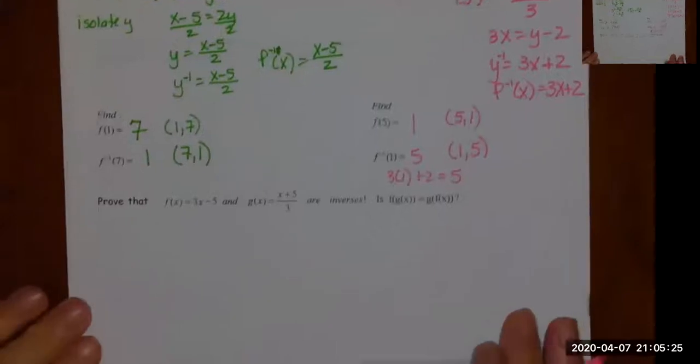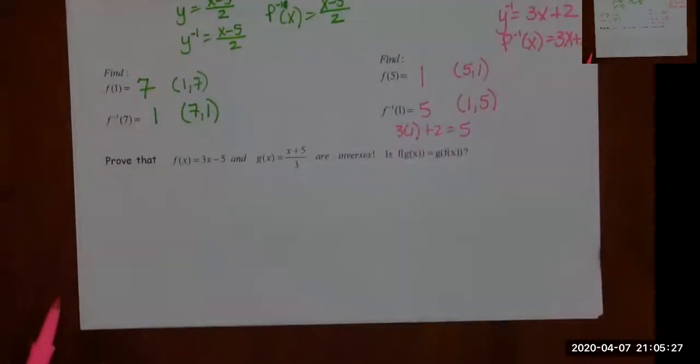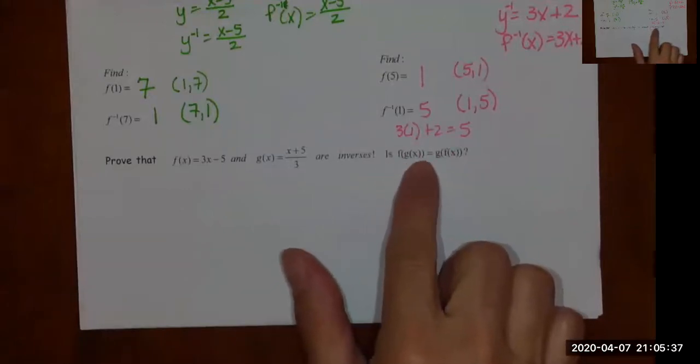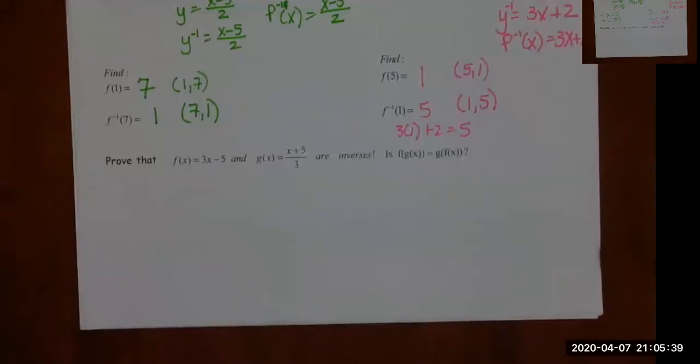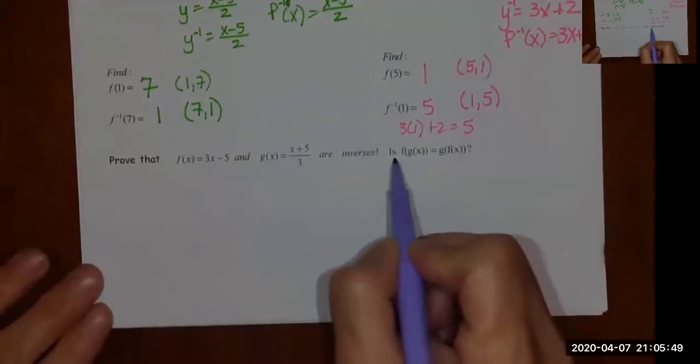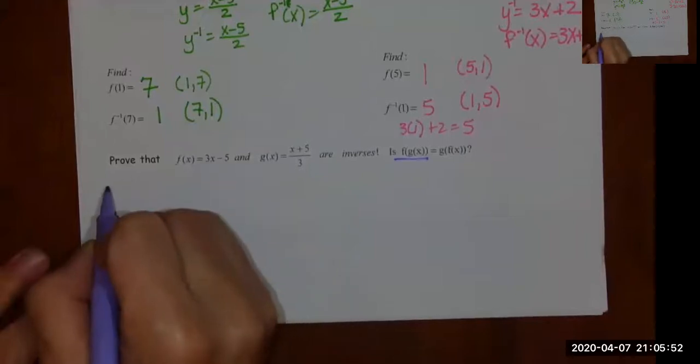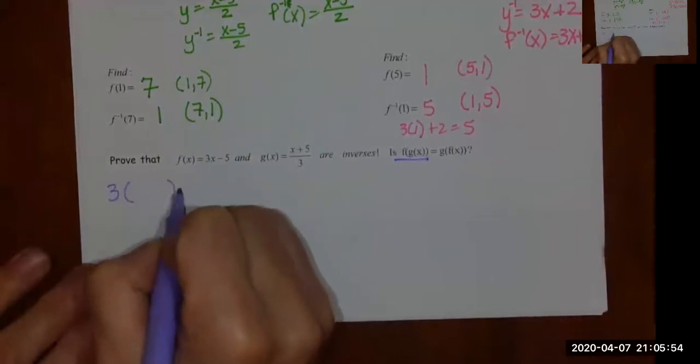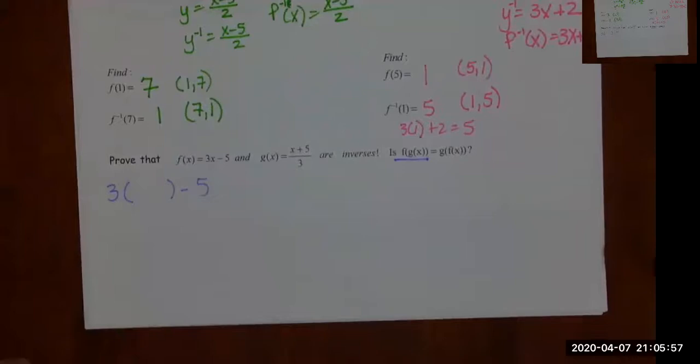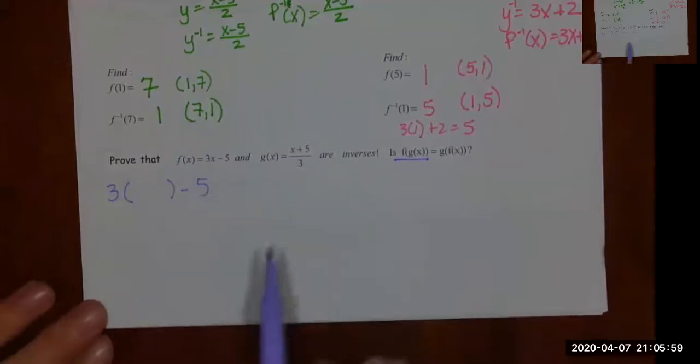Now, if you're told to prove that f of x equals 3x minus 5 and g of x equals (x plus 5) over 3 are inverses, in other words, this one is saying, is f of g of x equal to g of f of x? Another way to prove that they're inverses is to plug them into each other. If I plug them into each other, I should get x both times. So let's take f of g of x. So I'm going to write down f, but I'm going to leave a blank spot where there was supposed to be an x, and I'm going to put g in there.